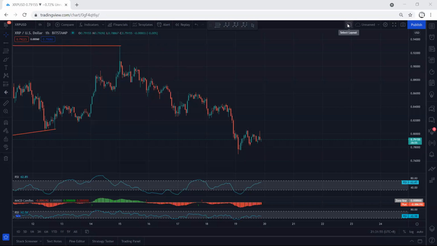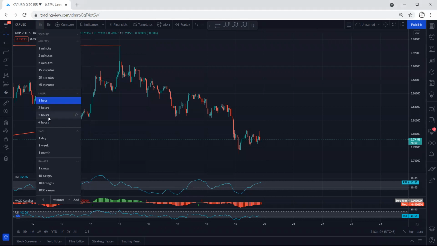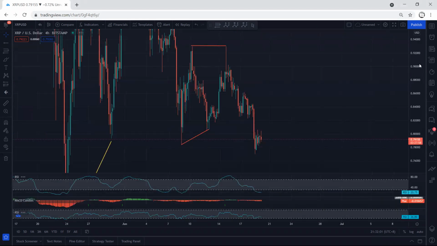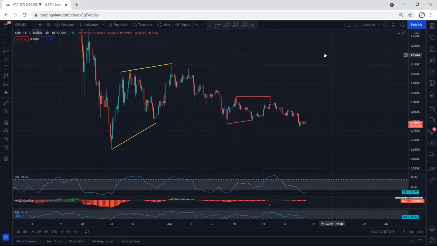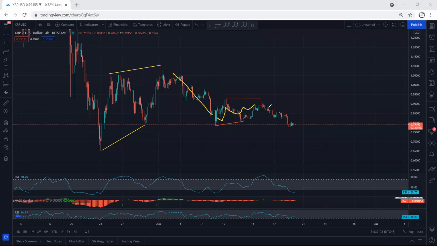XRP, we start with the 1 hour chart. We want to see how we can look for a trade. First of all, if you refer to our analysis in my last video, if I move the chart forward, we mentioned that whatever the move we have here is a correction relative to this. We mentioned we can expect the price to drop.